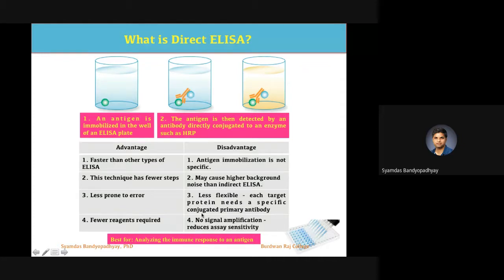And then number 4 is the no signal amplification that reduces assay sensitivity. Here, because only one antigen is bound with one antibody, therefore there is no amplification of the signal, right? So that means that reduces the sensitivity. More amplification means more color. That means highly sensitive, but that's not the case here.